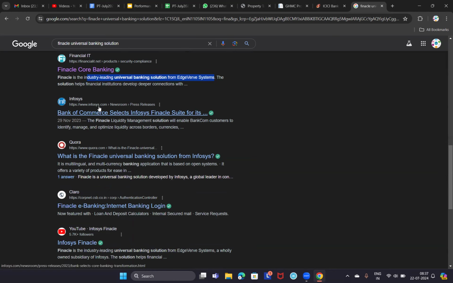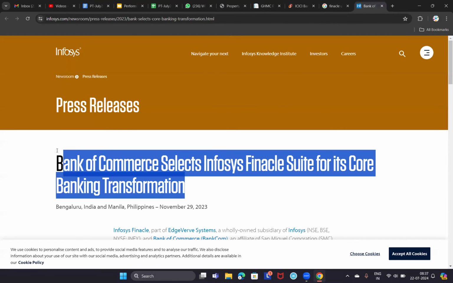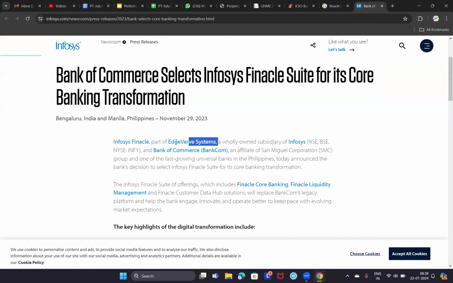Clear, guys? You can see on the Infosys website, Bank of Commerce selects Infosys Finacle suite for its core banking transformation. So this is the Infosys product. Finacle is the Infosys product that is used by the majority of the banks. You can see here, Infosys Finacle, part of Edgeverve Systems. It is a wholly owned subsidiary of Infosys. You need not remember all this, but remember this product called Finacle.